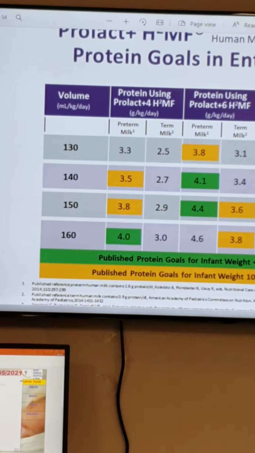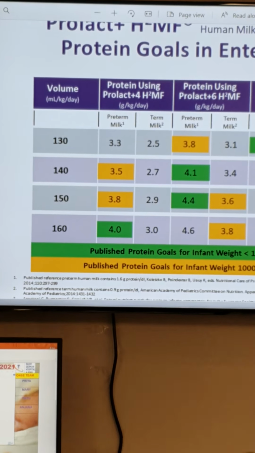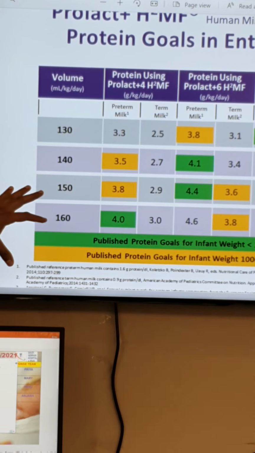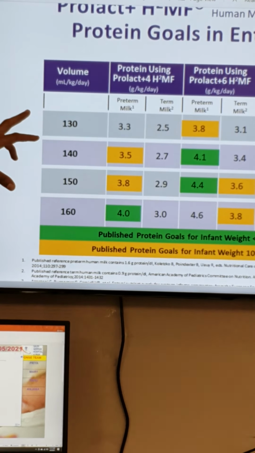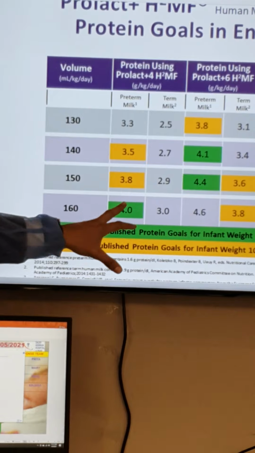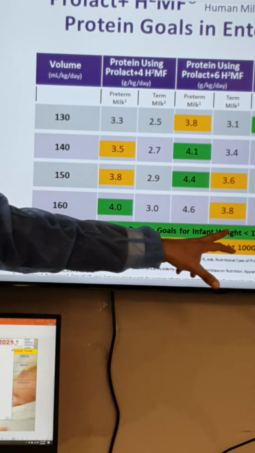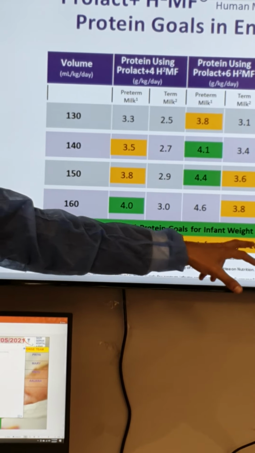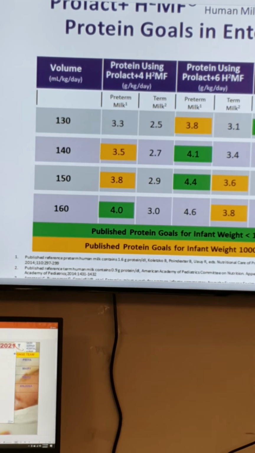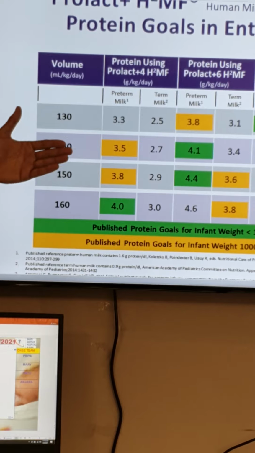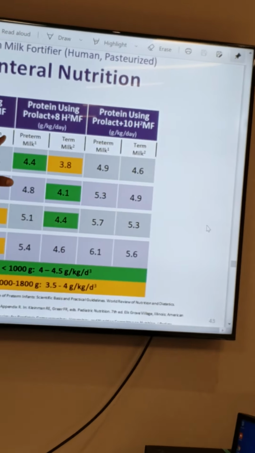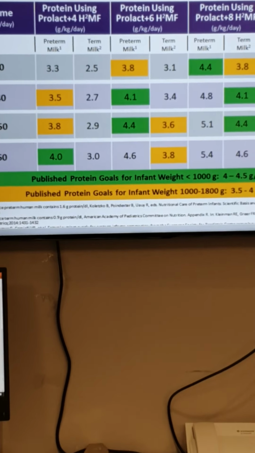The guidelines according to QualityScore and STGAN. So you can see according to the daily volume per kg per day and what each product will give. The green one is the goal lower than 1000, and the yellow one is the goal from 1000 to 1800. So according to the daily volume per kg per day, you can check what goal you want and what product will support you.